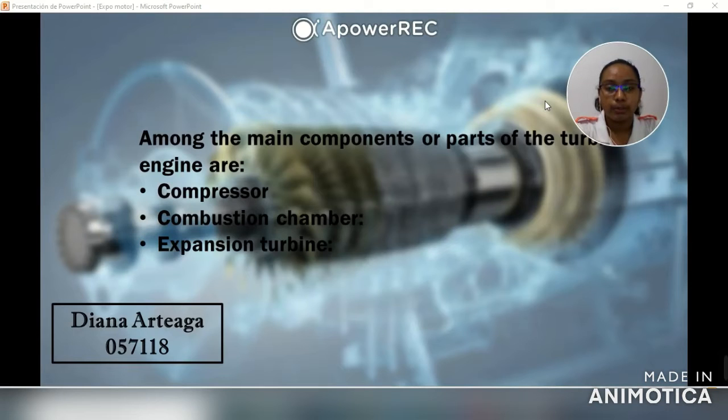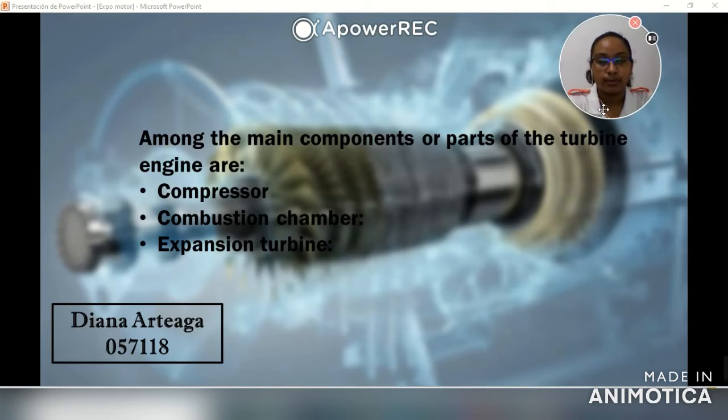Among the main components of the turbine engine is the air compressor. Its function is to compress the intake air to the pressure required by the turbine to introduce it into the combustion chamber. Its design is mainly axial and requires a large number of stages. Its operation consists of pushing the air through each stage of blades with an increasing pressure, working against pressure.